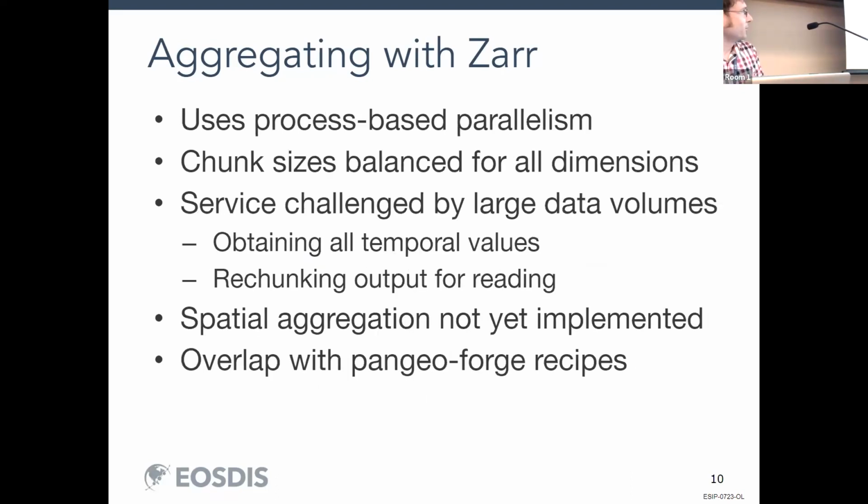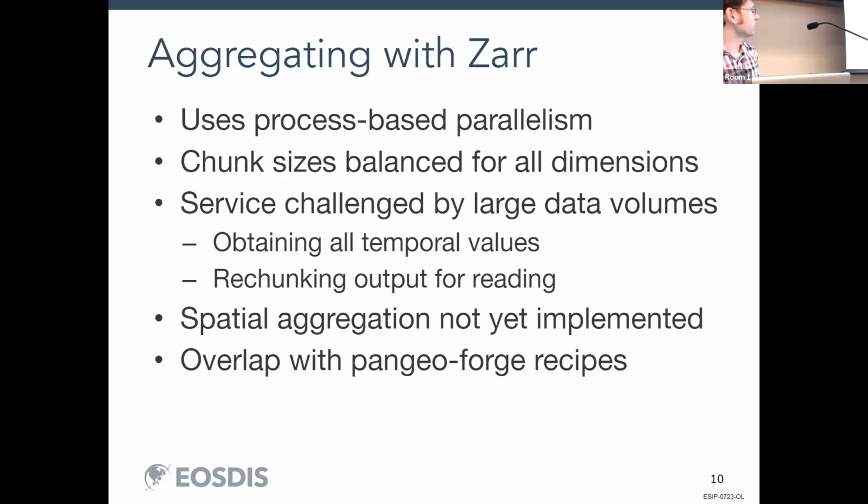We do try to speed things up with parallelism. So we have process-based parallelization within the Python code. I've already mentioned that we try and balance the chunking scheme so that each dimension is okay. This Harmony backend service right now does hit limits when you try and process very large amounts of data. For example, you wouldn't want to transform an entire collection with this service right now. But if your use case was, I have 50 granules, then you might want to consider this.